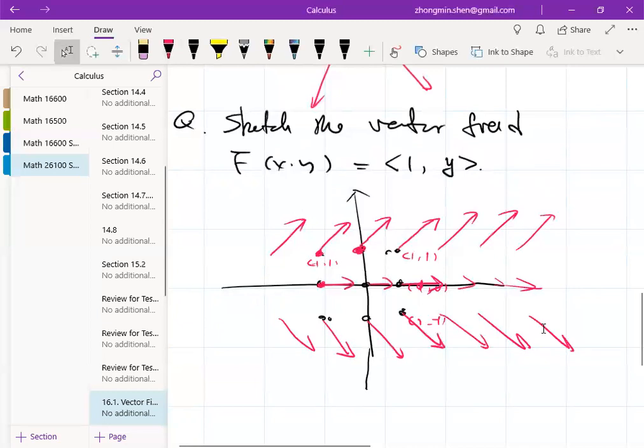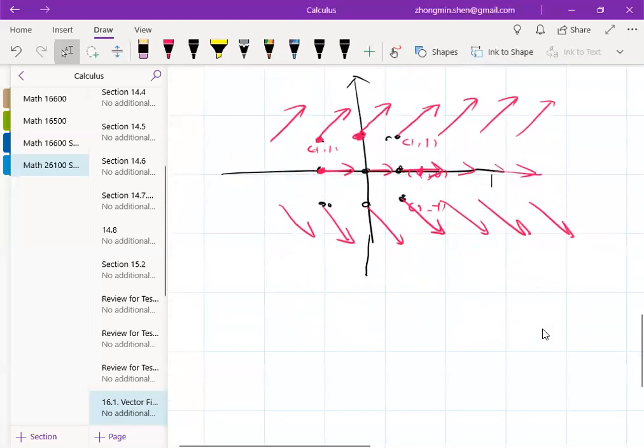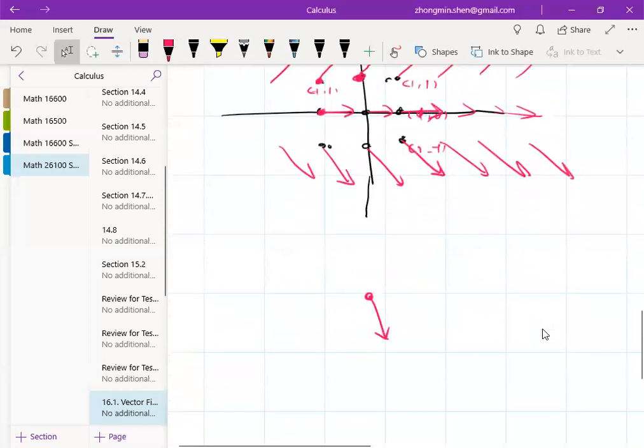Of course, the length of those vectors changes. When the point goes higher and higher, the vector is getting more and more vertical, because the y variable is increasing. If I go down here, the vector will look like that, and even longer. It's not the same length. So it's going to be like this, much longer.